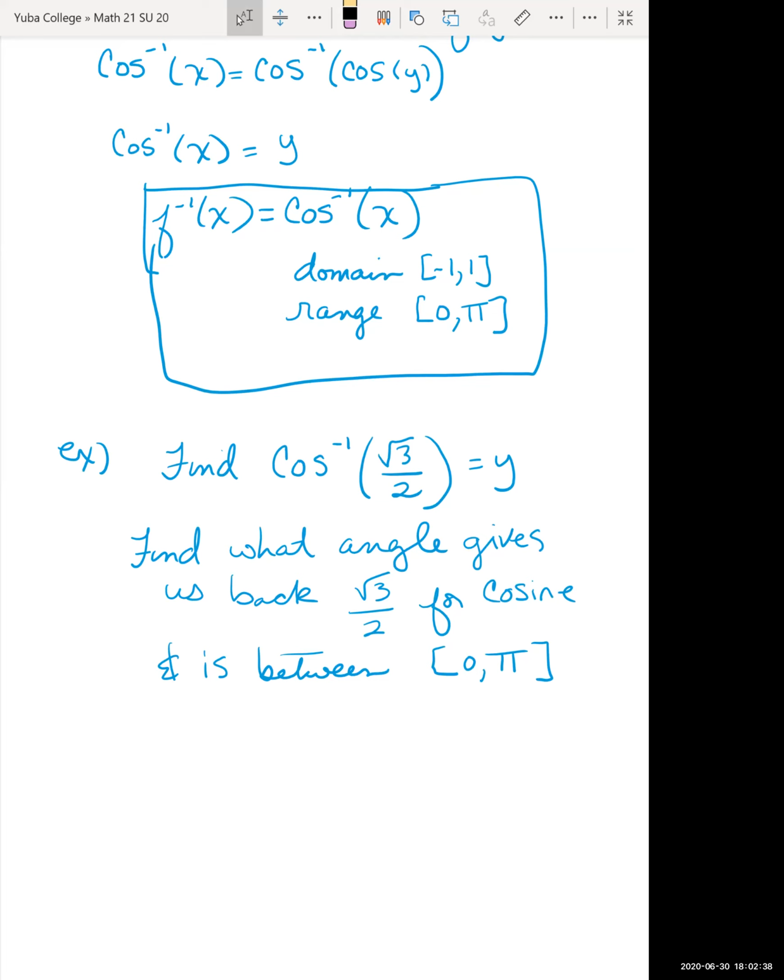Excuse me, I had a question. Mm-hmm. So is this is the inverse of cosine different from secant? Yes. Yes.